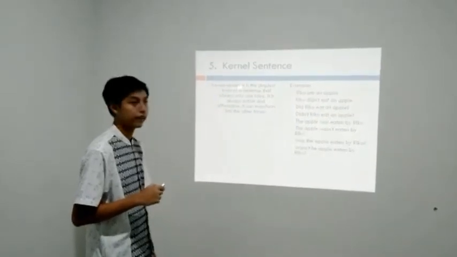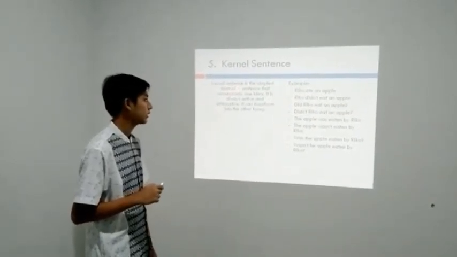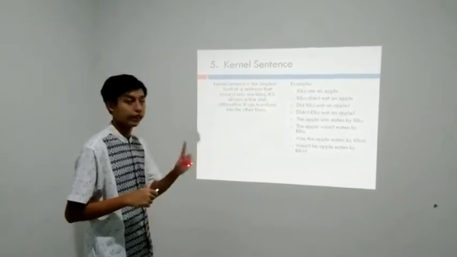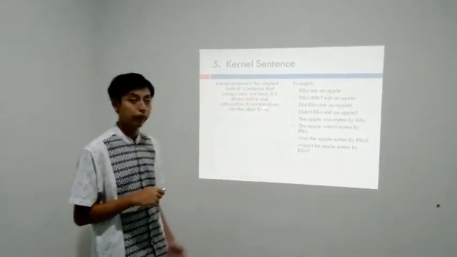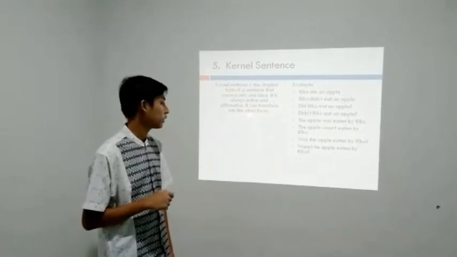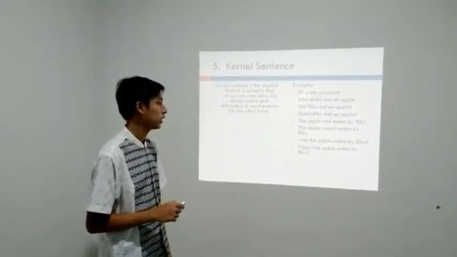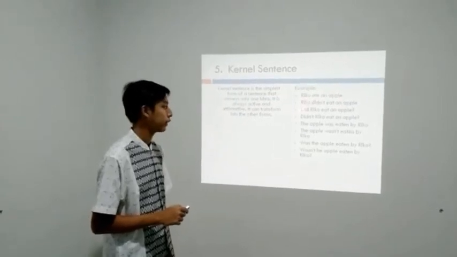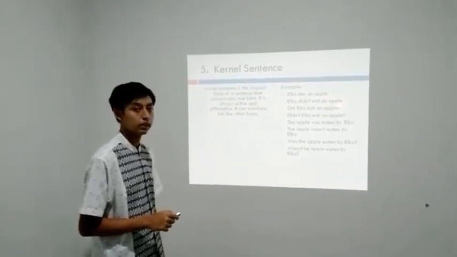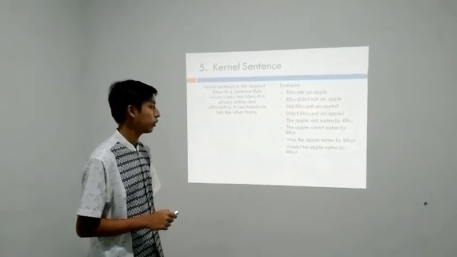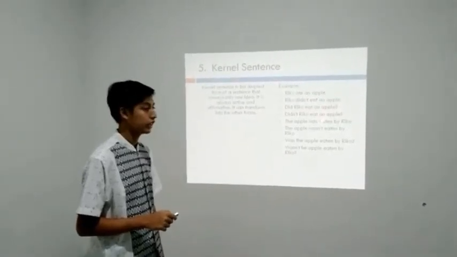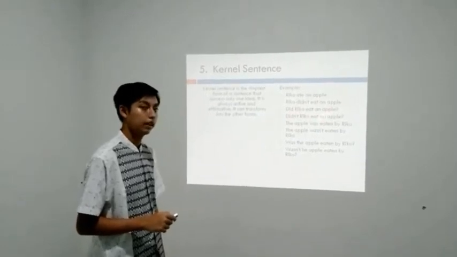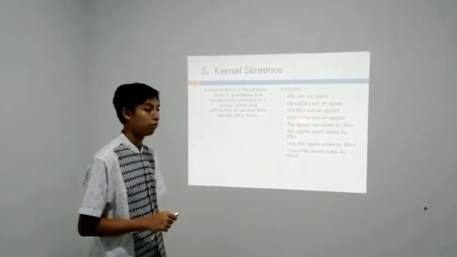The next is kernel sentence. A kernel sentence is the simplest form of a sentence that conveys only one idea. It is always active and affirmative. It can transform into other forms. For example, Rico ate an apple. This is the positive form. Rico didn't eat an apple. This is the negative form. Did Rico eat an apple? This is the interrogative form. Didn't Rico eat an apple? This is the negative interrogative form.